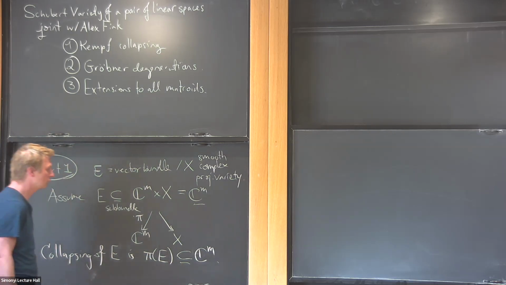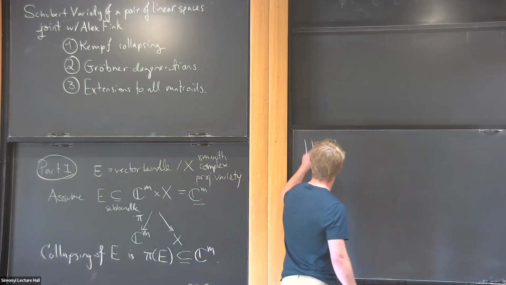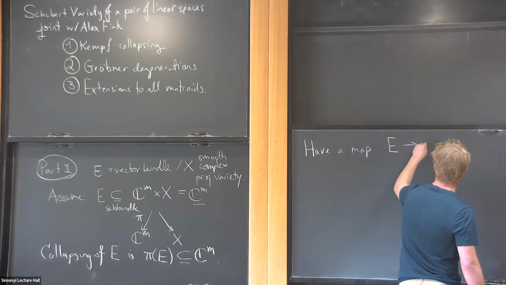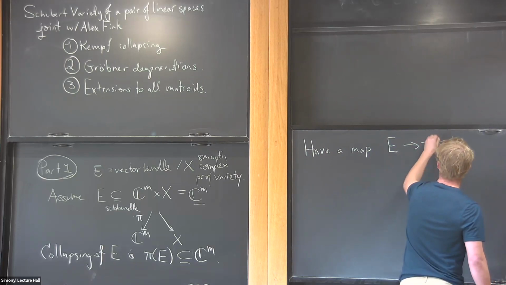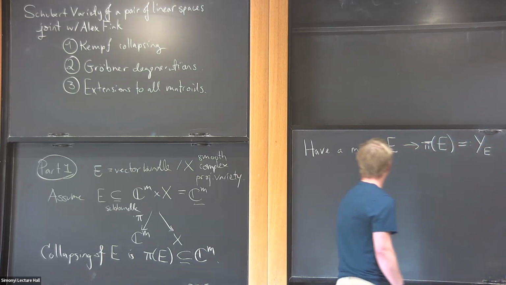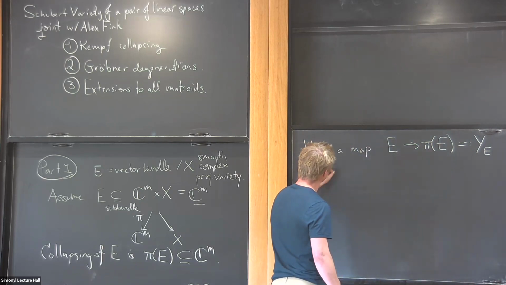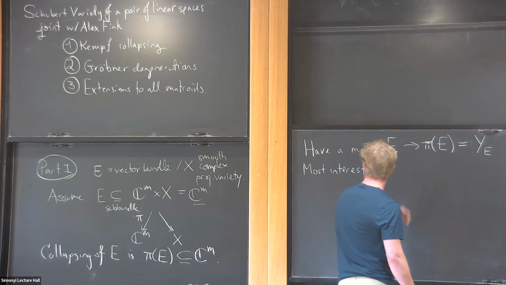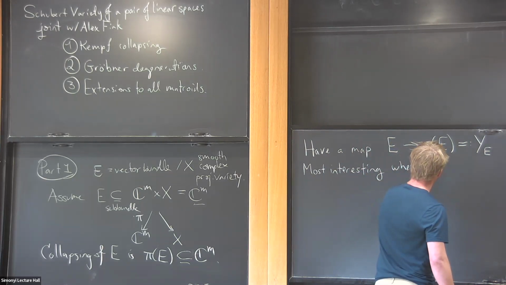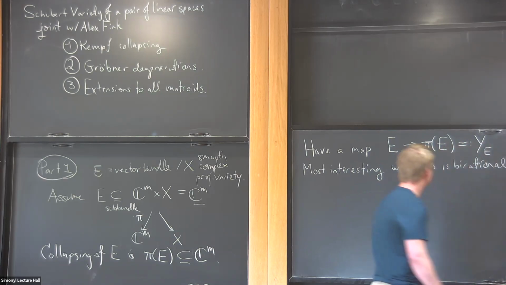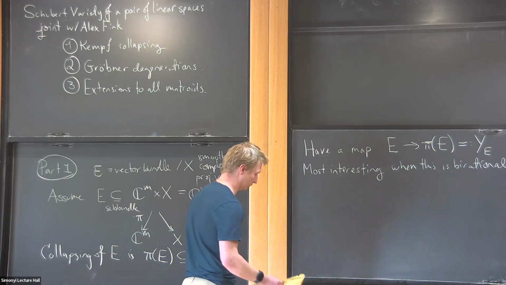So this is most interesting when, so what I want is to have a map of E to the projective variety, which I'm going to denote as Y sub E. And this is most interesting when this is birational. So I want a birational isomorphism.